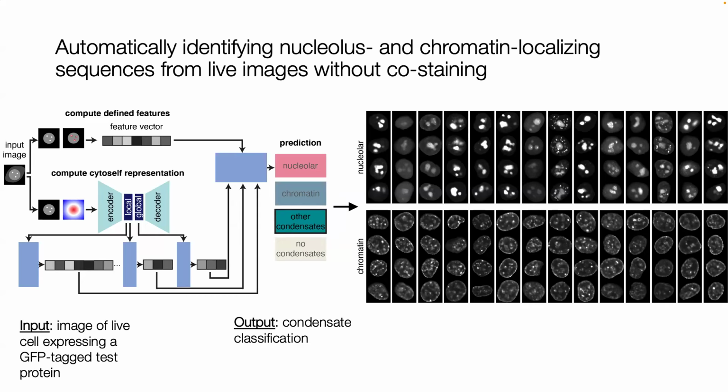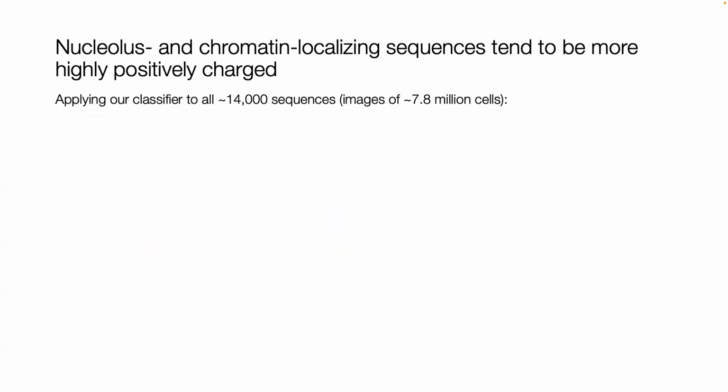This is quite an accurate classifier. You can see some of the example images on the right, nucleolus classifying images on the top, and chromatin localizing images on the bottom. And so now that we have this approach, we can actually apply this to our entire library of 14,000 sequences. And what we find is that about 12% of our sequences co-localize with the nucleolus, about 4% co-localize with chromatin. And now we have enough statistics to actually try to understand what are the sequence features that are driving this co-localization.